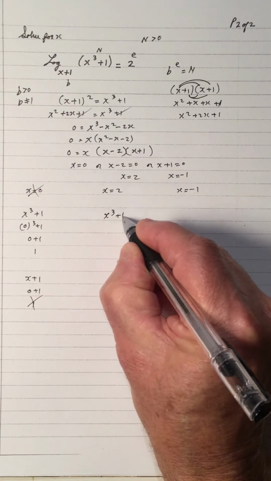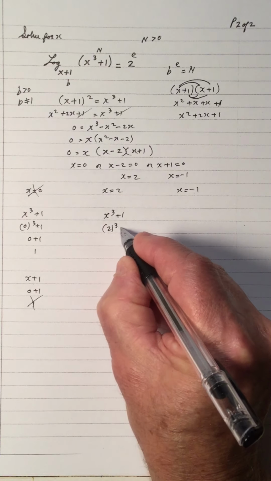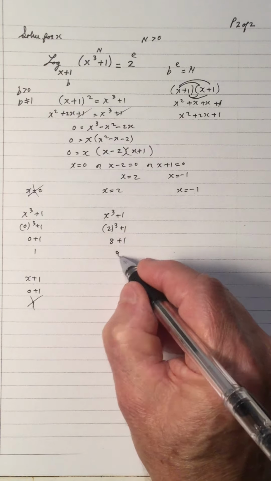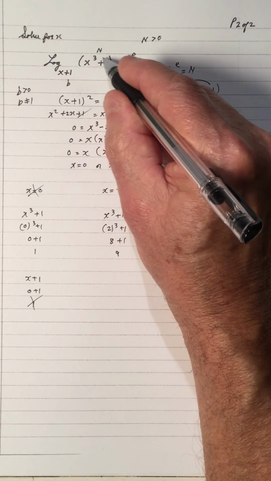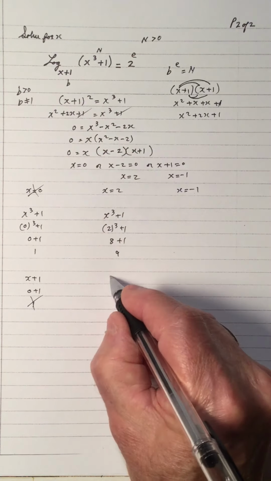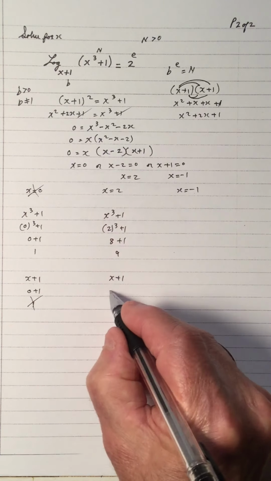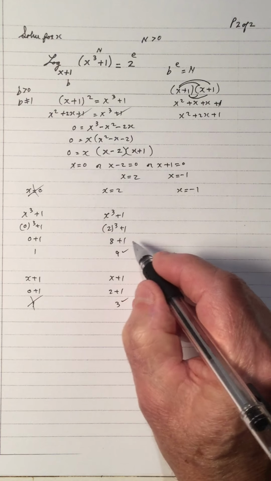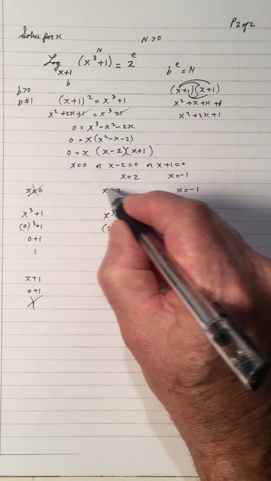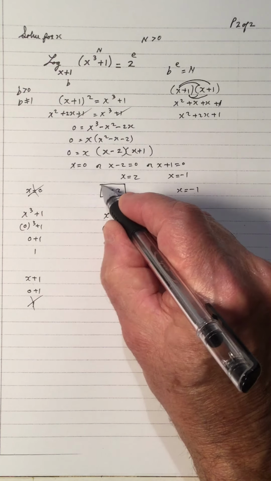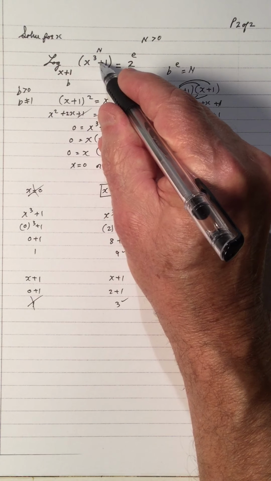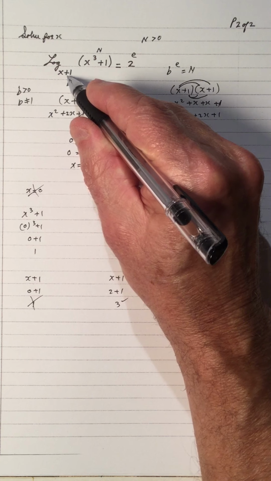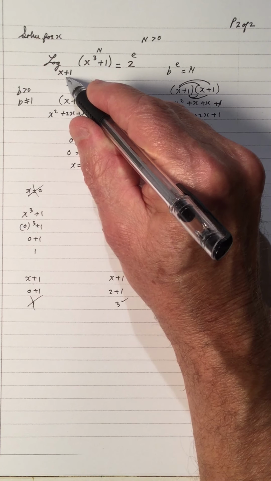Now let's try 2. x cubed plus 1. 2 cubed plus 1. 2 cubed is 8 plus 1 is 9. 9 is okay. 9 is greater than 0. Now we'll do x plus 1 with the 2. 2 plus 1 is 3. So 3 is okay. 9 is okay. So that means x equals 2 is okay because it makes this greater than 0 here, and it makes the base greater than 0 and not 1.